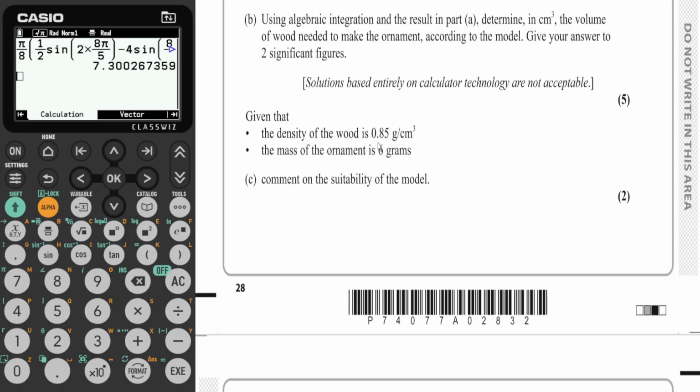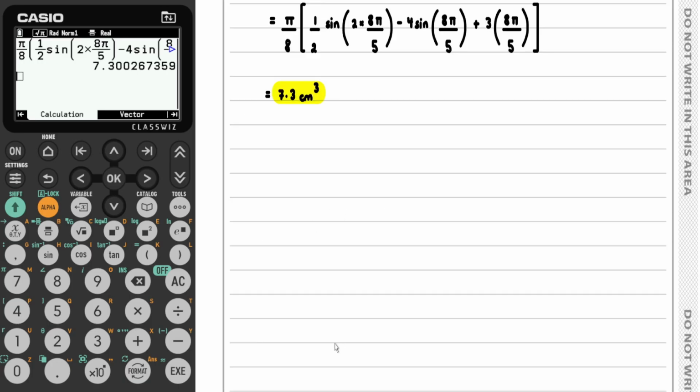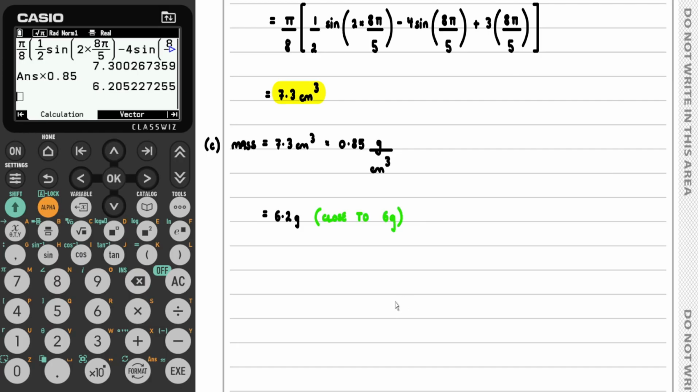Given that the density of the wood is 0.85 grams per centimeters cubed and the mass of the ornament is 6 grams, Part C, comment on the suitability of the model. So for Part C, the mass will equal this 7.3 multiplied by the density, which is 0.85 grams per centimeters cubed. So I times this by 0.85 and I get 6.2 grams. Now this is quite close to the 6 grams, meaning the model is suitable.